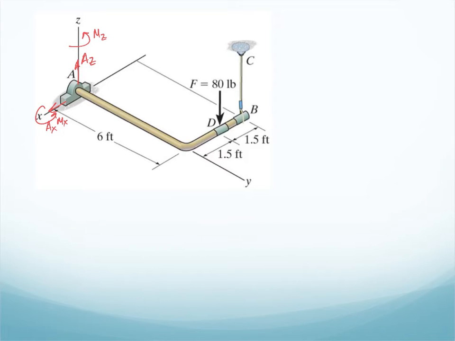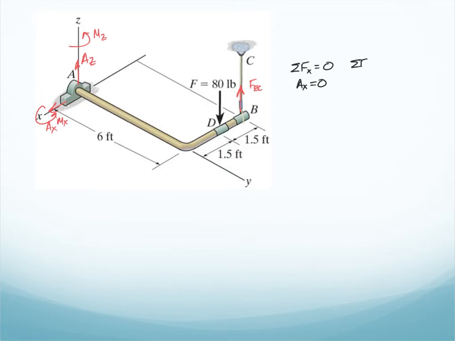Oh, I should have also indicated this was FBC. So these are the forces we're dealing with. Let's look at our equations for equilibrium in our three directions. In terms of x components of forces, we only have AX. So it turns out that that one support reaction is 0.